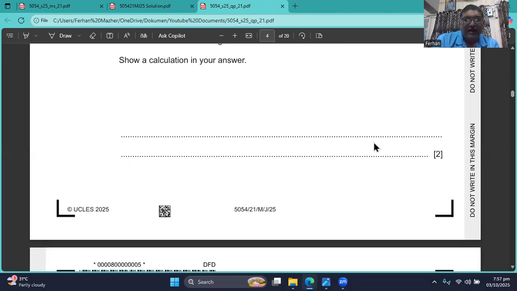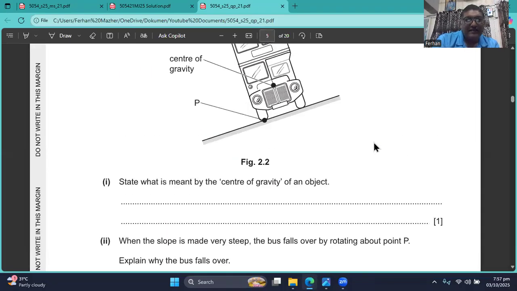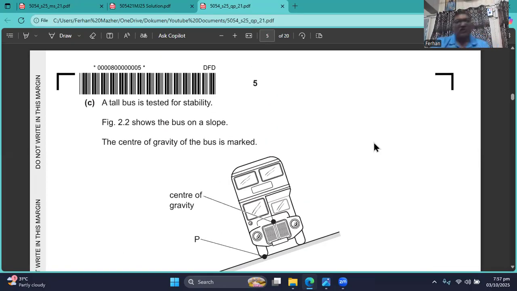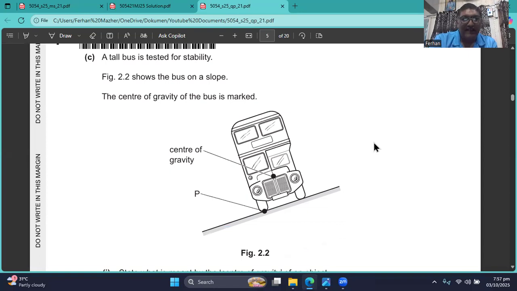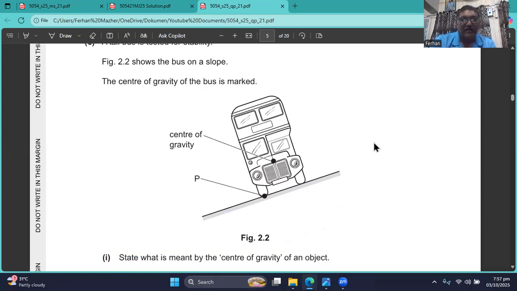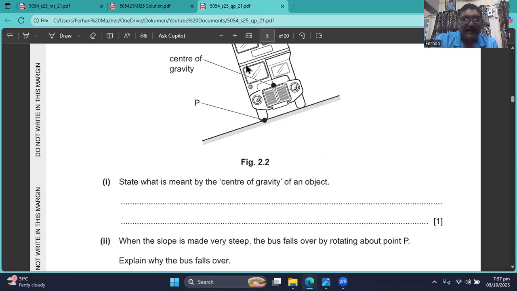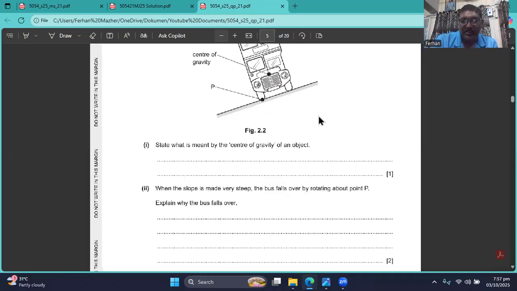Now we are on question number 2, and it's part C. Here they say that a tall bus is tested for stability. Figure 2.2 shows the bus on a slope. The center of gravity of the bus is marked. State what is meant by the center of gravity of an object. It's a 1-mark question. It's a definition.